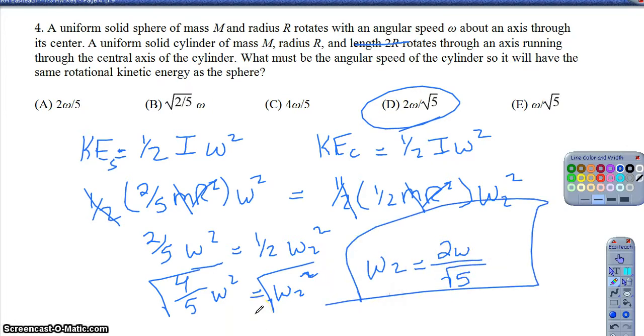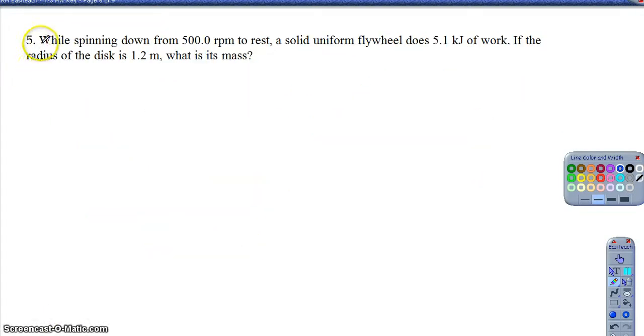So all we really did is, the biggest step here is being comfortable with what the rotational kinetic energy is, and then relating them together for the two equations here, and then finding your second velocity in terms of your first one. Okay, so question 5 is another one that will take advantage of energy's force here.